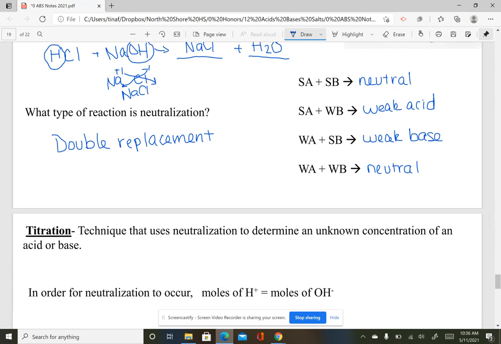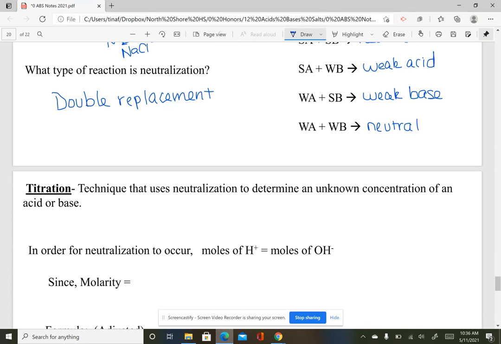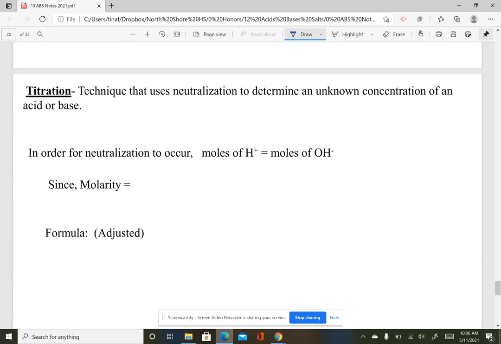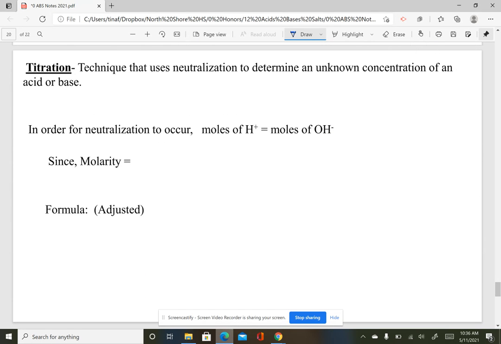Now, a titration is a technique that we can use in the lab, and we're actually going to do this in class. You guys are going to do a titration, and what you do is you take an acid and a base, one of those things you don't know the concentration of, and you're going to mix the two together until you get a neutral solution, and you're going to take those numbers that you collect and plug them into a formula to find the concentration or the molarity.